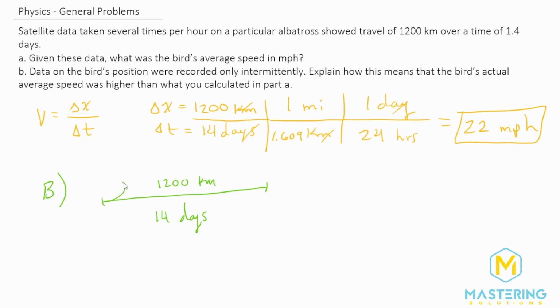It might have done a little loop-de-loop over here and gone over and eaten some stuff over here and come back down a little squiggly, and then it finally ends up right here. So we don't know the exact path of the bird. We're calculating the average speed. So if it has gone a further distance by doing all these little side trips, it has to have gone faster to do that same 1,200 kilometer distance in the same amount of time. It obviously would have had to have gone faster.